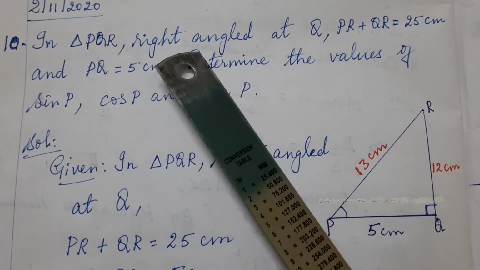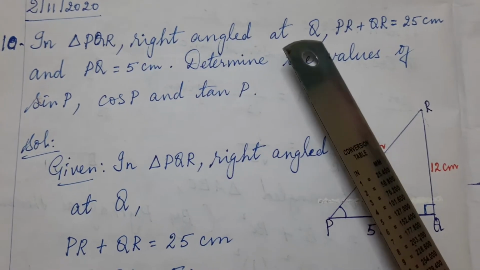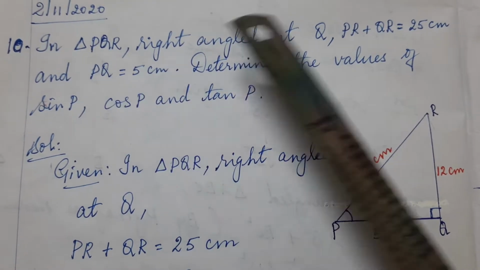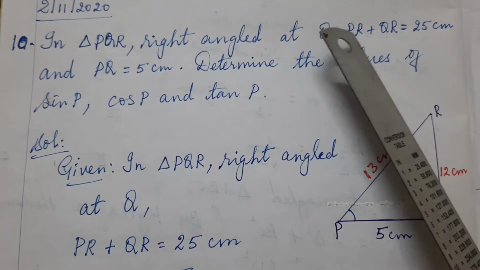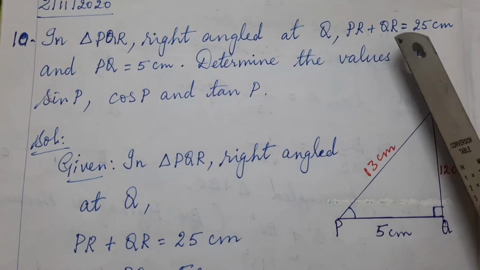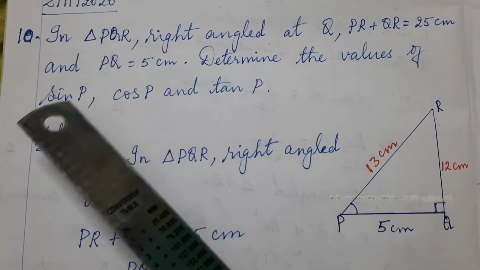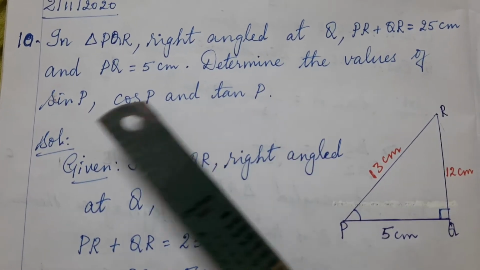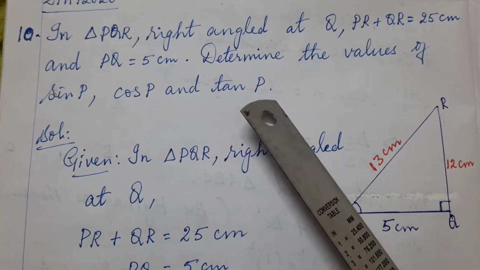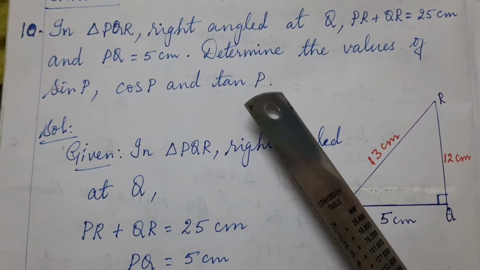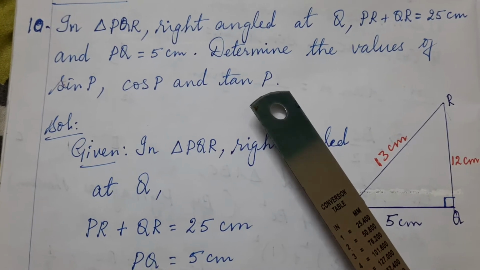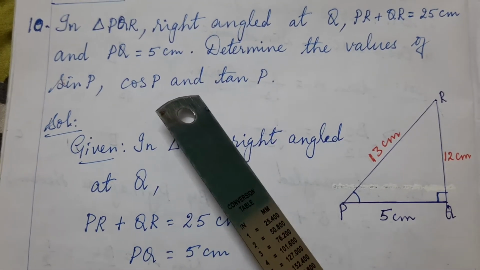Here we are given a right angle triangle PQR where Q is 90 degrees. PQ's value is given but the other two values are not given, but instead it is given that PR plus QR is 25 cm. We have to find sine, cos and tan. To find these, we should know the opposite side, adjacent side, and hypotenuse. So now we have to find all the unknown values, substitute, and find these values.